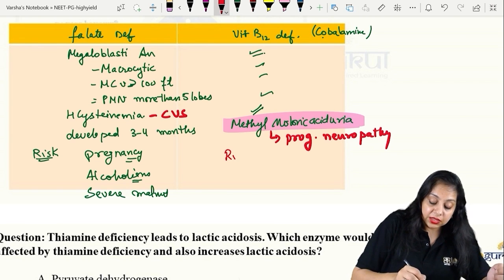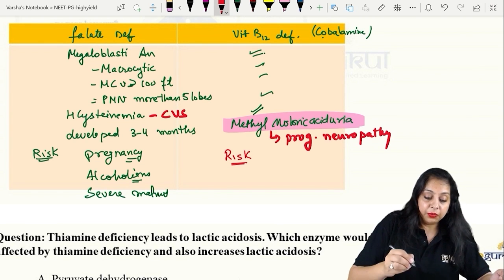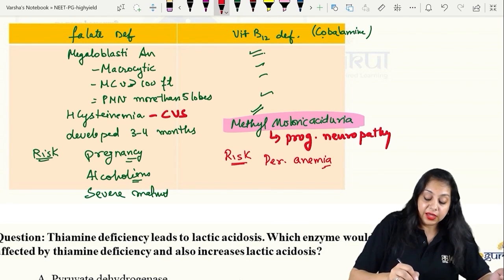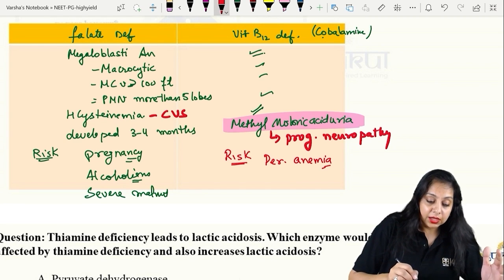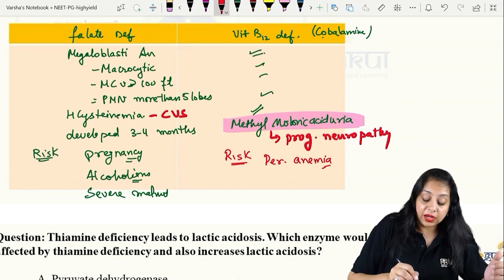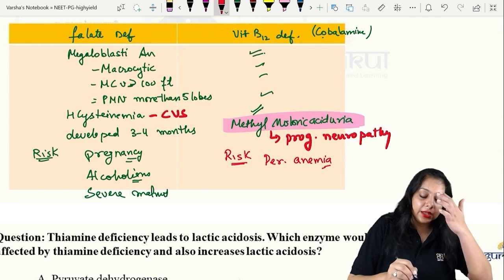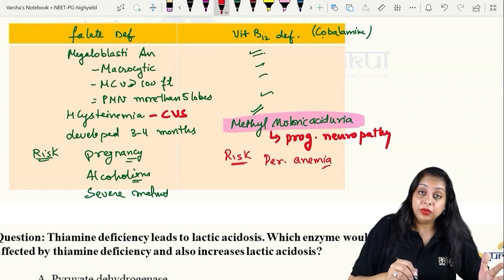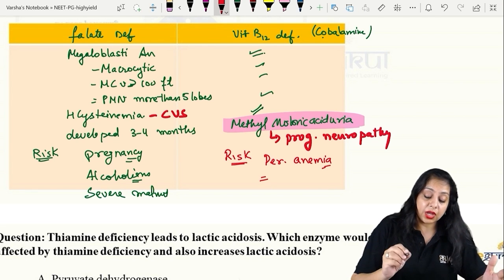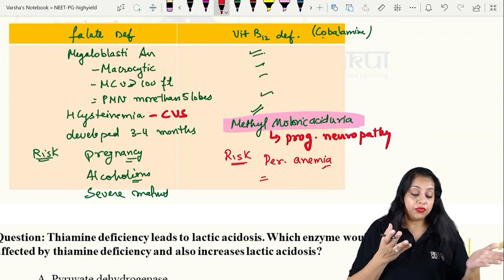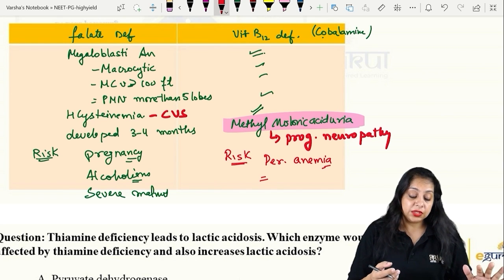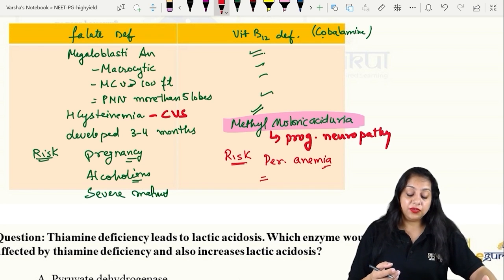And the risk factors which cause the vitamin B12 deficiency are pernicious anemia, right? Definitely any kind of gastric resection or chronic pancreatitis. There is severe malnutrition in the vegan, they have vitamin B12 deficiency also. So those are the risk factors. But if you have to find the difference, it is the methylmalonic aciduria, which is there in the B12 deficiency.